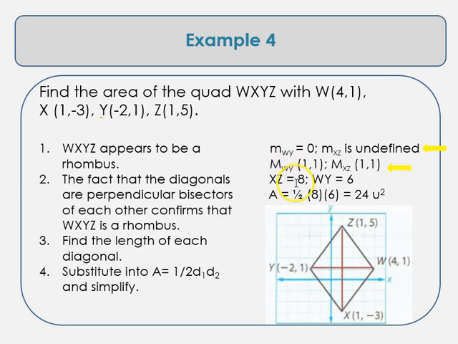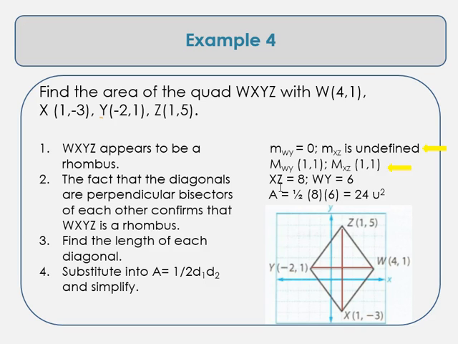XZ equals 8. Now, how do you know it equals 8? You have two ways to do this. You could give it a quick count on your graph, or you can use the distance formula, which is what you're really supposed to do to solve this. If you can't remember what the distance formula is, grab your notes.